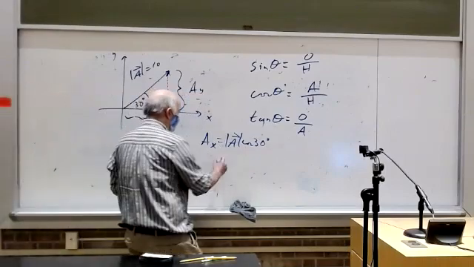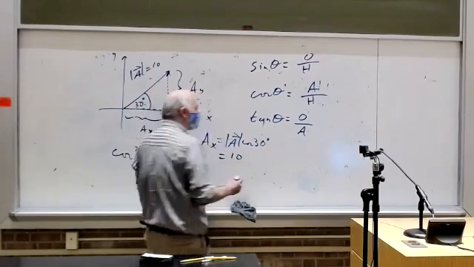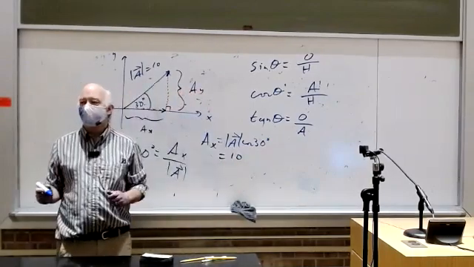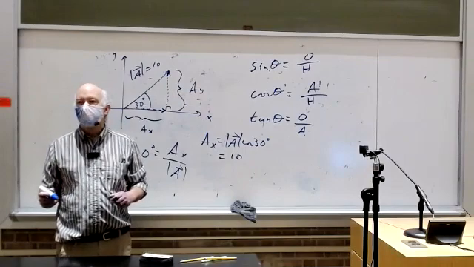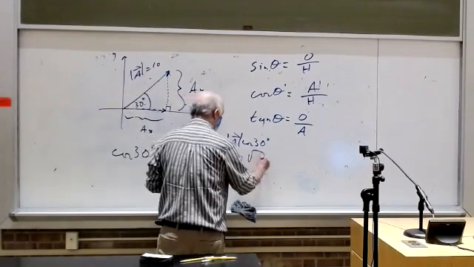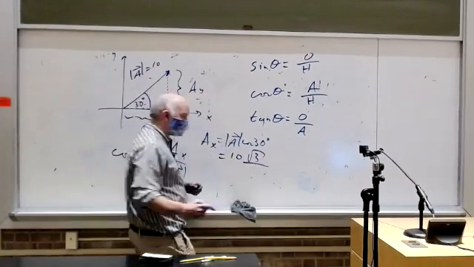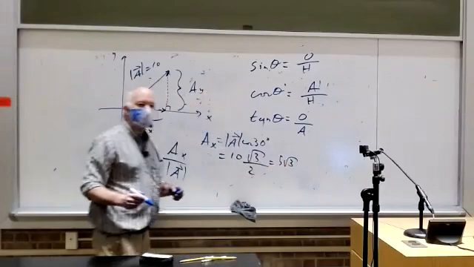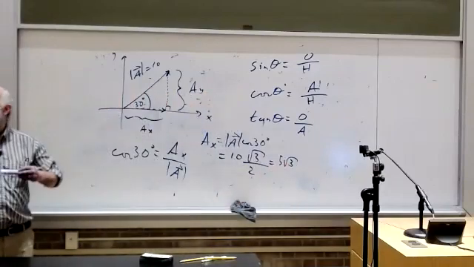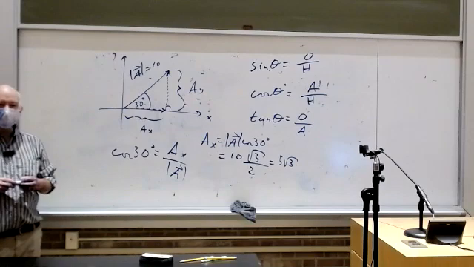So what do we get for this? We get 10. What's the cosine of 30 degrees as a fraction? Square root of 3 over 2. So this is 5 square root of 3. Okay?